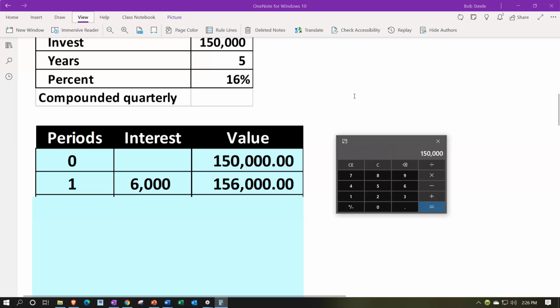And the first period is going to be times, we could do it this way, 0.16 for a yearly percent. That would give us the 24,000 if it were for a year. But it's quarterly, so I can take that yearly rate or amount divided by 4, and that would give us our 6,000. That, to me, is the most intuitive way to do it when you're doing a calculation and trying to get the percent for a particular time.